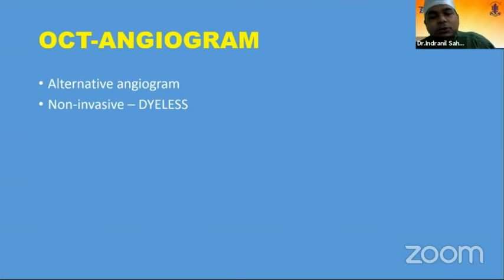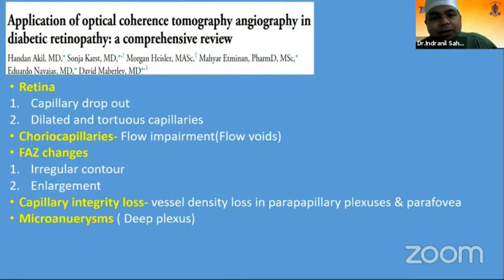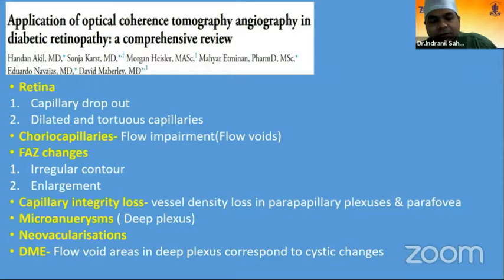So OCT angiogram scores on this in that it's an alternative method which is non-invasive, which is the most attractive factor. And the second thing is the time that the operator and the patient have is a little more compared to the limited time in an FFA. So what are we looking at when we do an OCT angiogram? In the retina, we are looking for capillary dropout areas, dilated and tortuous capillaries. In the choriocapillaris, we're looking for flow impairment or flow voids, phase changes, irregular contour or enlargement, capillary integrity loss, microaneurysms which are more appreciated in the deep plexus, and any evidence of neovascularization.